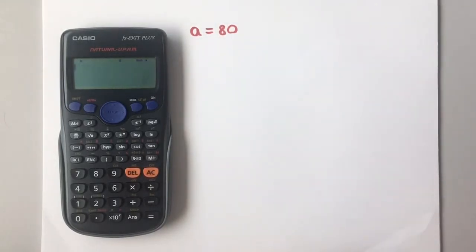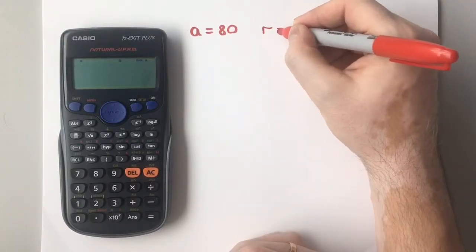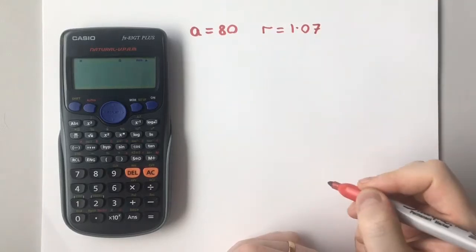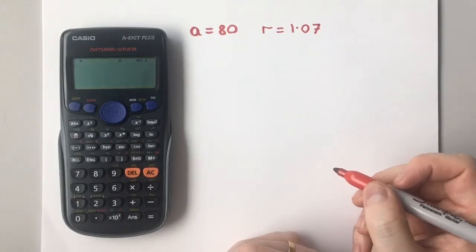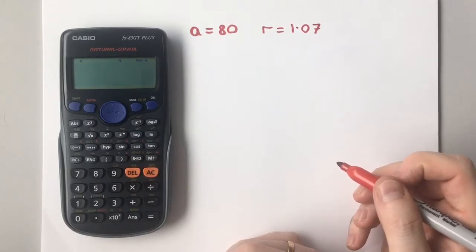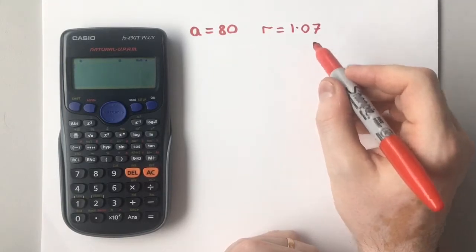We're then told that this increases by 7% each hour. This is the next piece of information we can extract. Our common ratio, R, equals 1.07. This is because it's a percentage increase, 7% increase. 100% add 7% is 107%, and 107% is 1.07 as a decimal.